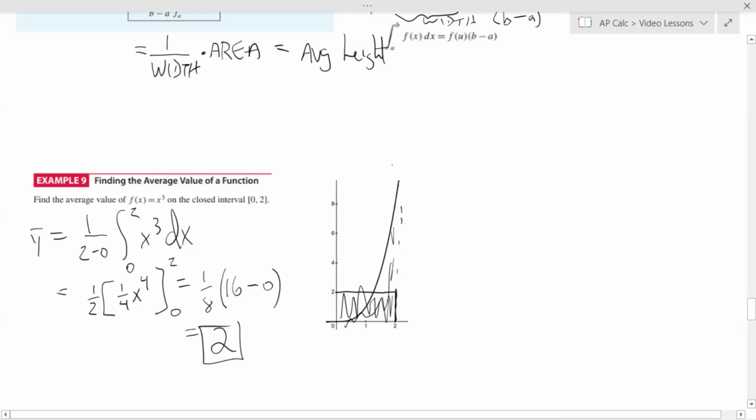Now, another result is that you can actually find the value at which the function reaches its own average value. And that's another result that will happen since the function is continuous. All you have to do is set x cubed, because that's the y value of the function, equal to its average height, which is 2. And then x in this case would be the cube root of 2. And that would be the coordinate of this point right here: cube root of 2, comma 2.